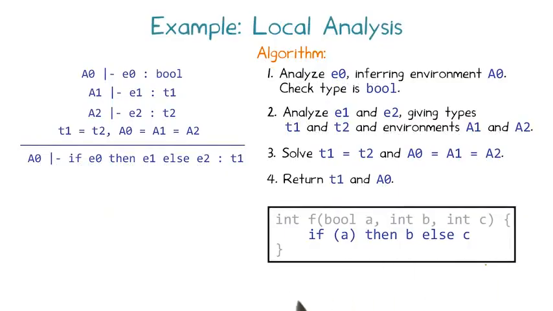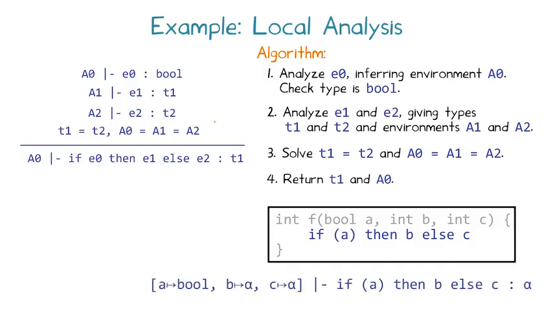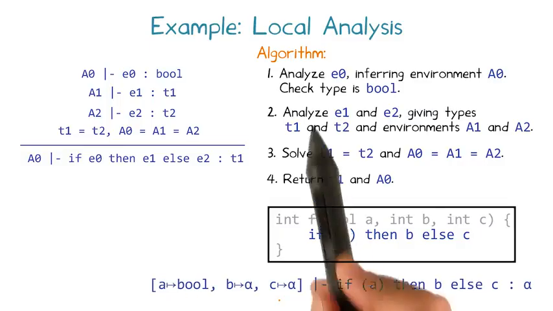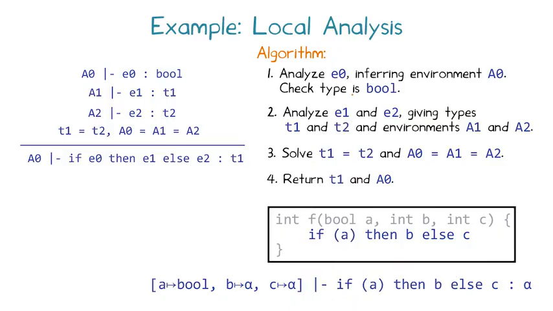Let's use the same example program to illustrate how local analysis operates. We have faded out the signature of the function f to emphasize the fact that local analysis does not require a model of the environment. We will show step by step how local analysis derives the following type judgment for typing this expression. In step 1, we analyze E0, which in our example program is the variable a. We infer this environment A0 necessary for checking that a is of type Boolean.